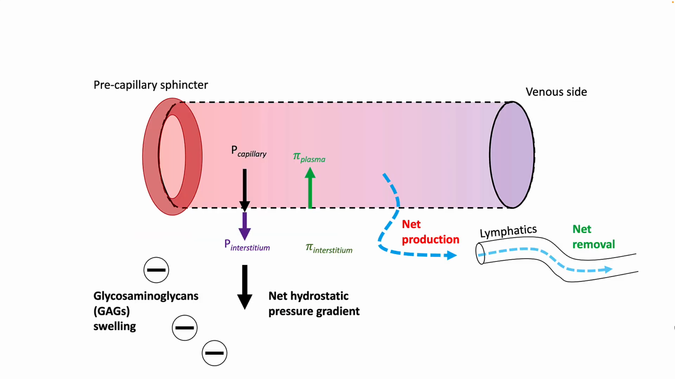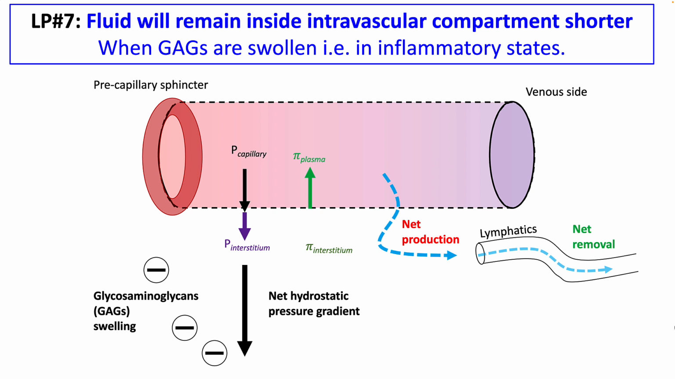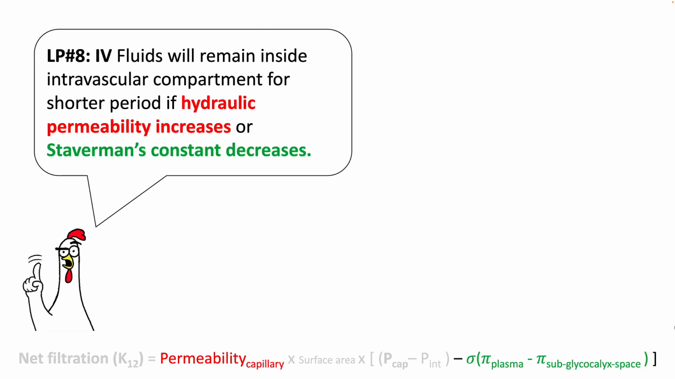If your glycosaminoglycans swell, there is more negative interstitial pressure. Therefore, your net hydrostatic pressure gradient increases by a lot, and this would tend to decrease the half-life of your IV fluids. So fluids will remain inside the intravascular compartment for a shorter time when glycosaminoglycans are swollen, that is seen in inflammatory states. IV fluids will also remain for a shorter period if your hydraulic permeability increases or your Staverman's constant decreases.